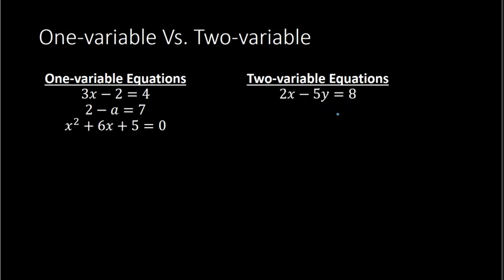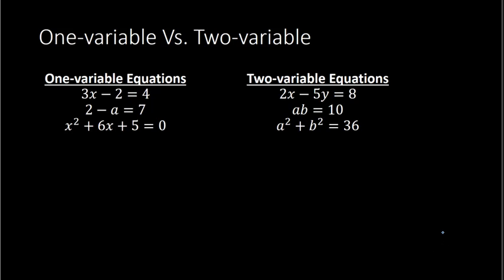2x minus 5y equals 8, where we have both x and y in the same equation. Or maybe a times b equals 10, where a and b are two different variables. Or maybe a squared plus b squared equals 36, where we have a and b both in the same equation.